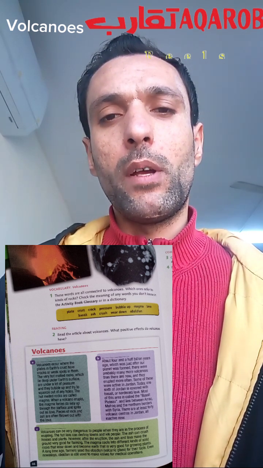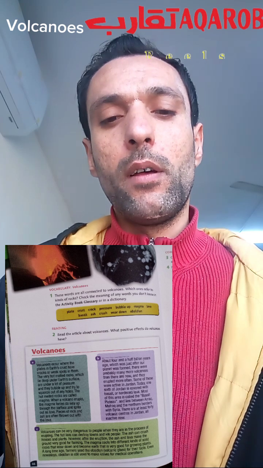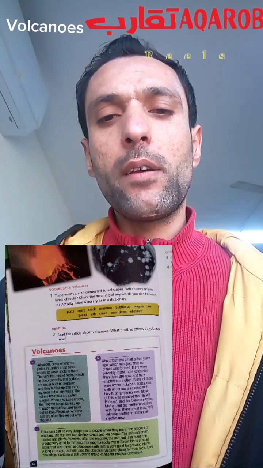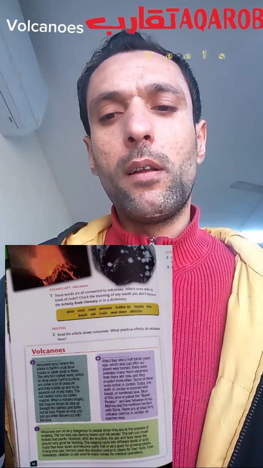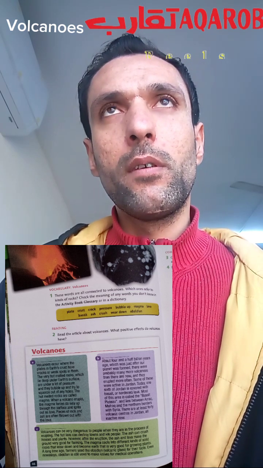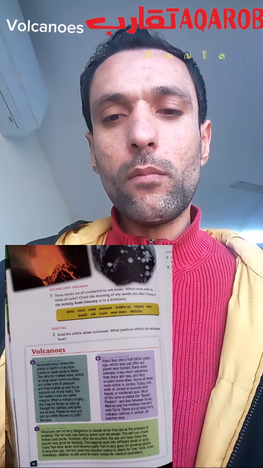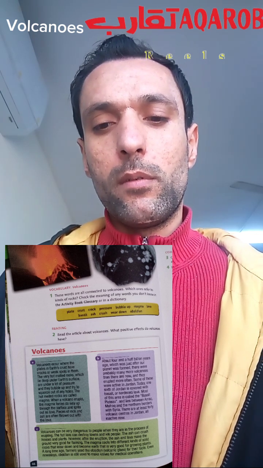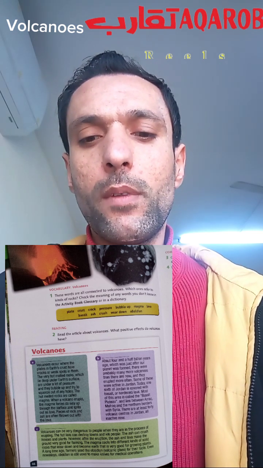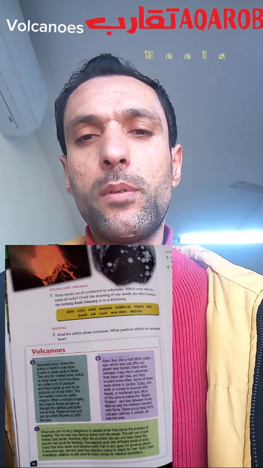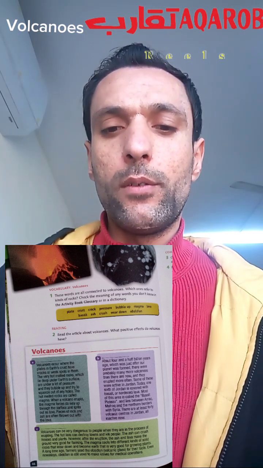Let's start reading them. We have the word plate, crust, crack, pressure, bubble up, magma, lava, basalt, ash, crush, wear down, obsidian. These words relate to volcanoes.